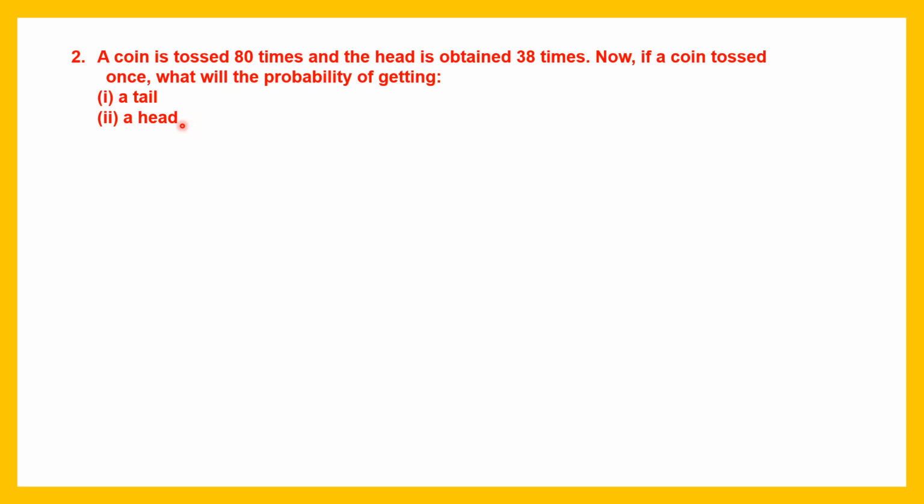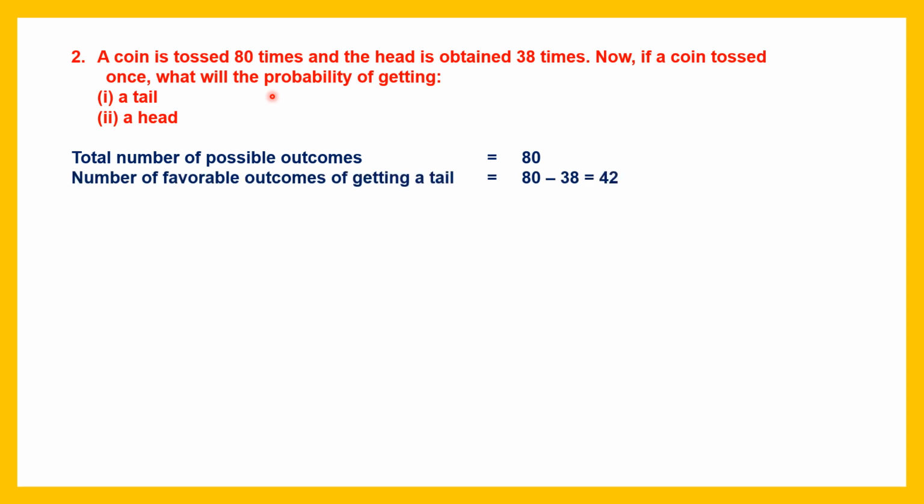Okay, so first, the total number of possible outcomes is 80. Here we are talking about the head being obtained 38 times. So what is the probability of getting a tail? That's the first thing. The number of favorable outcomes of getting a tail: remember 38 times we get the head, so to find the tail, we just have to subtract 80 minus 38, we get 42. So the number of favorable outcomes of getting a tail, that is the meaning of favorable outcomes, is 42.